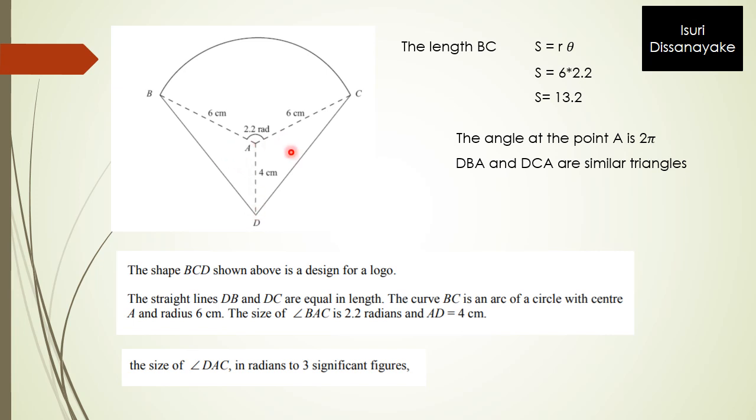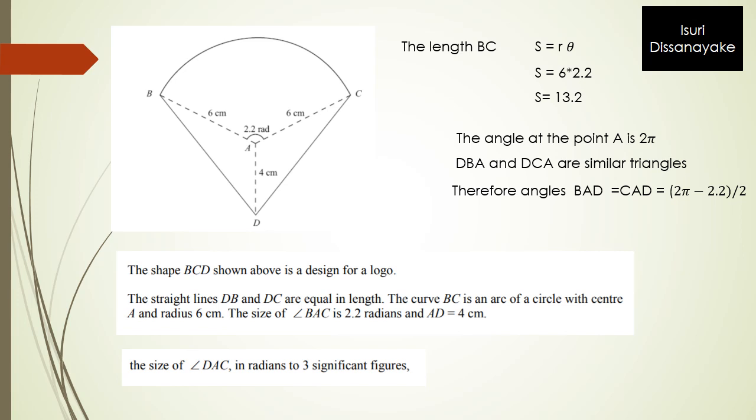So we have two similar triangles. Therefore, angle BAD is the same as angle CAD. That means this angle over here and this angle here are equal. So what we do is take 2 pi, subtract 2.2 from it, and divide by 2. Then you can get the value of each angle.